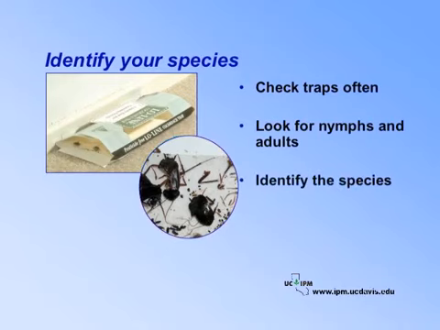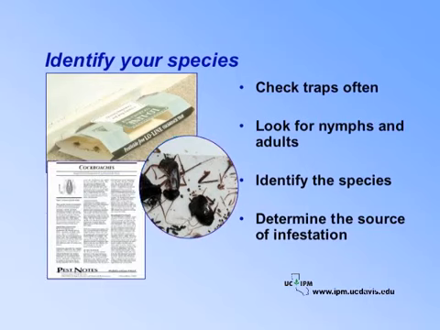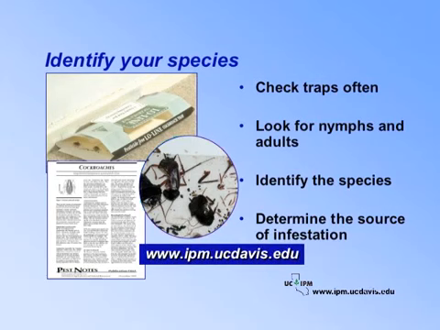Identify the species you have caught. You need the adults to make a correct identification, as nymphs are often hard to distinguish from one species to the next. If you know the species, you will be better able to determine where the source of infestation is and where to focus management efforts. The next few screens describe the different cockroaches found in California. For more information, refer to the pest note on the UC IPM website.